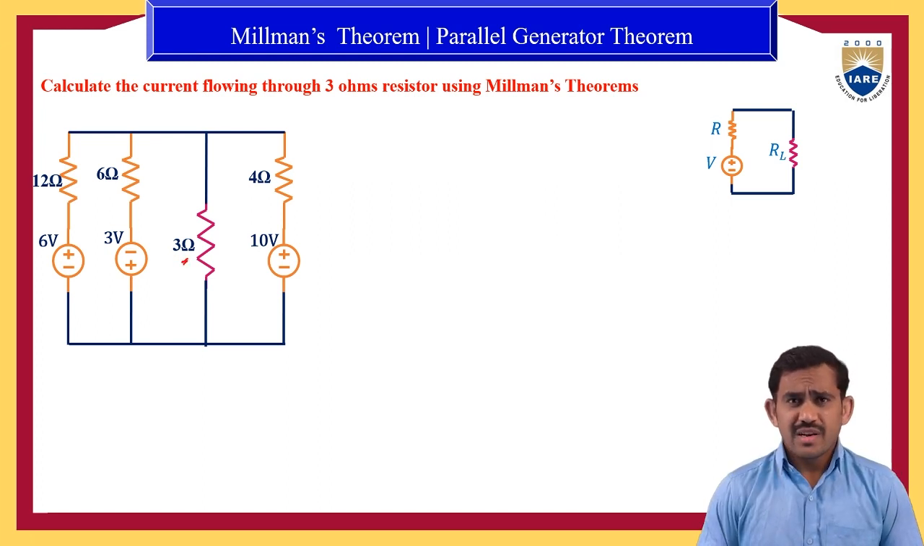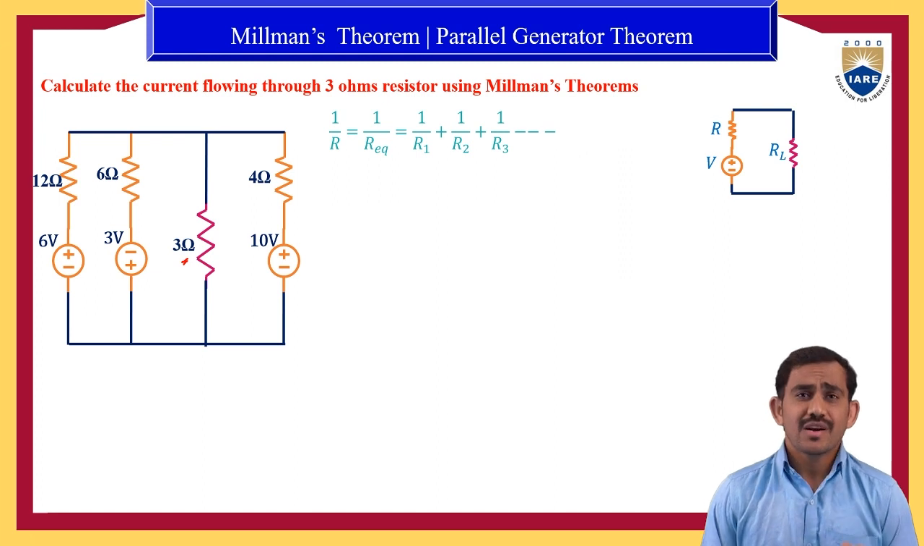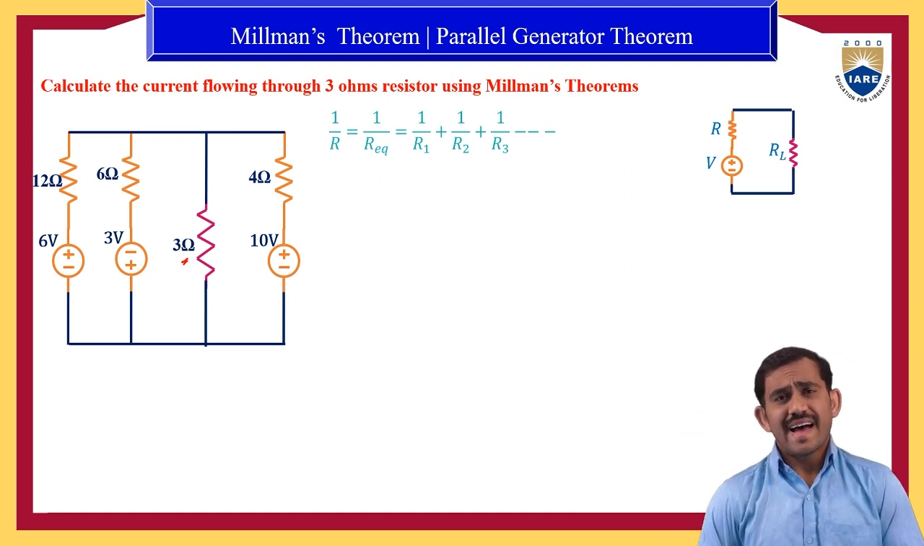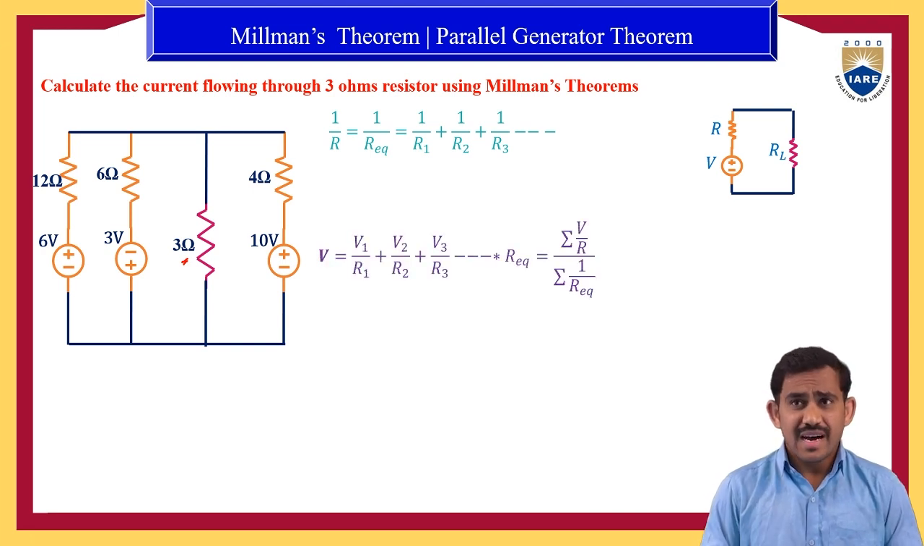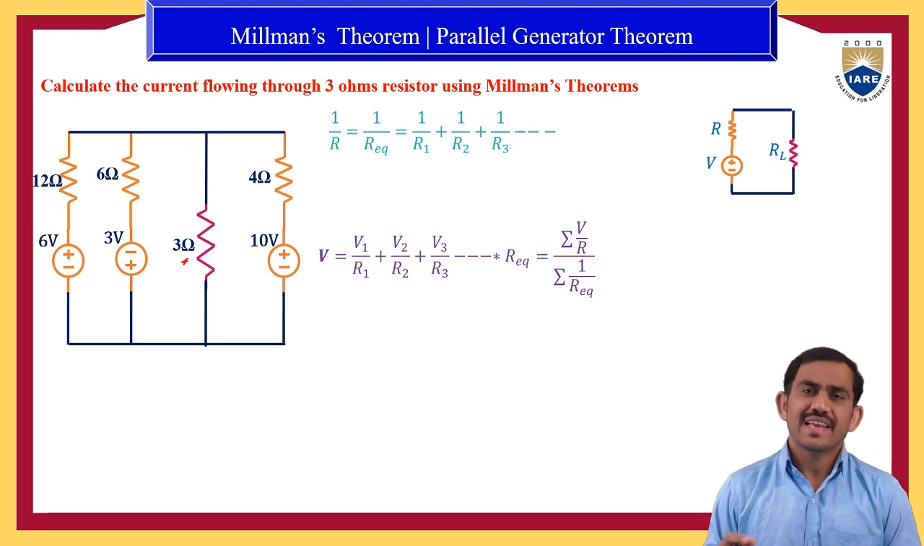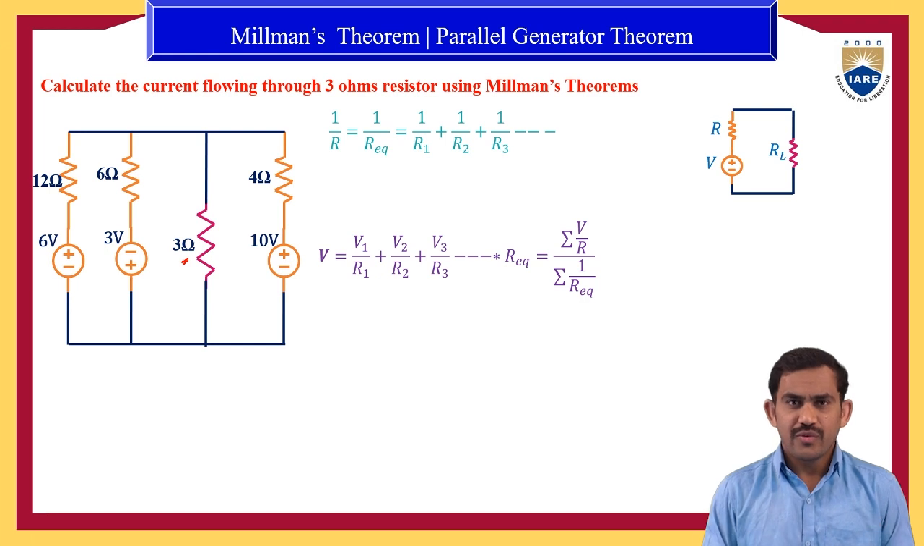Clear? Now, first of all, I will go through the formulas. For R equivalent, 1 by R equivalent equals 1 by R1 plus 1 by R2 plus 1 by R3 and so on. And the voltage formula is V1 by R1 plus V2 by R2 plus V3 by R3 and so on, into your equivalent resistance. Otherwise you can write it as summation of V by R divided by summation of 1 by R. That is your V formula. Just substitute the values in this equation directly and you can get the answer.